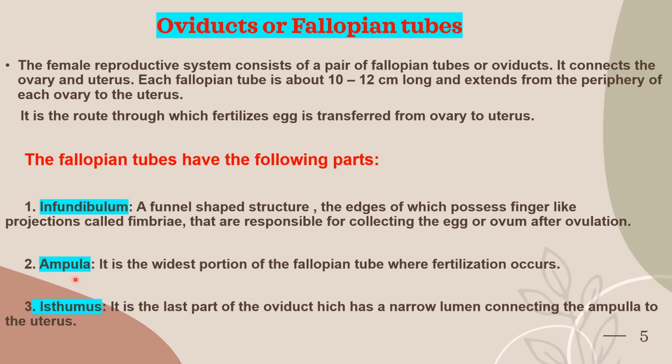This part of the fallopian tube, which you call the ampulla, is the place where fertilization happens. And the last part is the isthmus, which is the last part of the oviduct, which has a narrow lumen, a connecting structure that connects the ampulla to the uterus. So what are the three important parts of the fallopian tube? Infundibulum, ampulla and isthmus. These three are the parts of the fallopian tube.